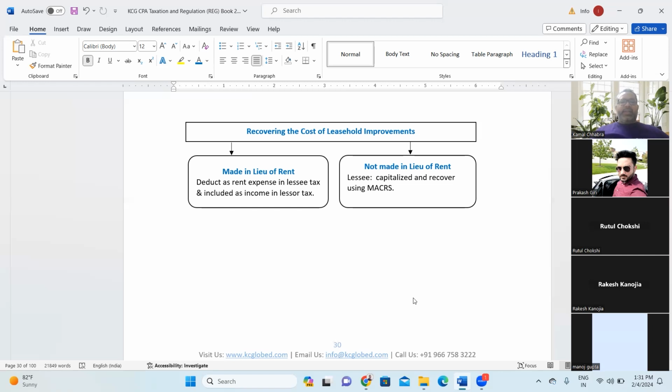So the left hand side is made in lieu of rent. That amount you need to deduct as rent expense in lease tax and include in the income of the lessor for tax purposes. If you have not made the leasehold improvement in lieu of rent, that is, you made it for your requirement, then you can capitalize and recover it by using MACRS. Right? Clear, everyone? Yes, sir.